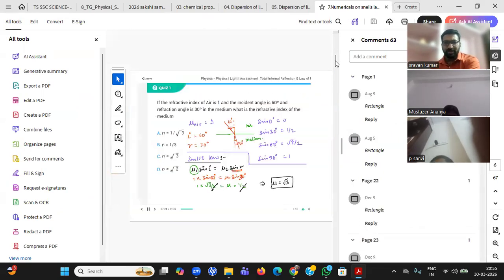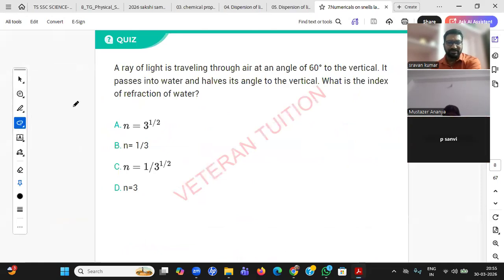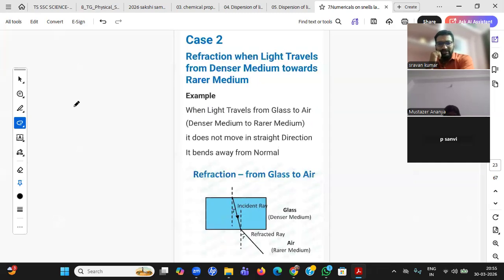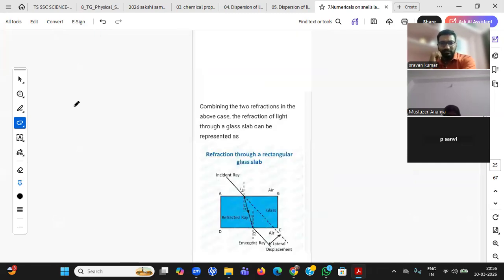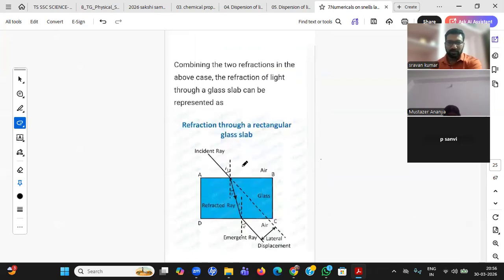Come on, students. Give me two materials that are required to find the refractive index of a prism. What are the two materials? Come on.